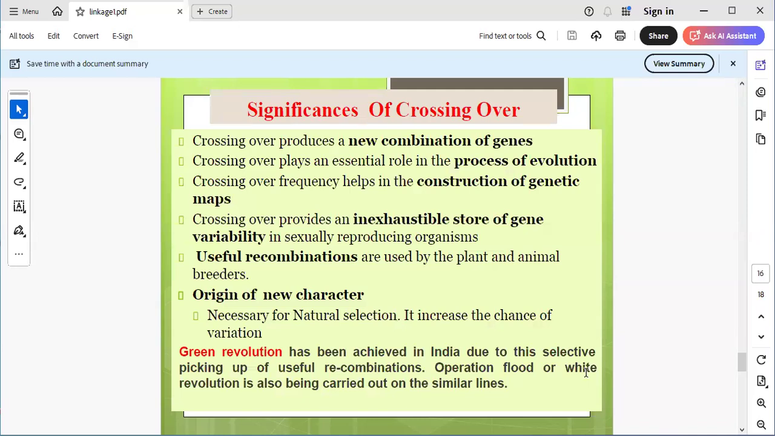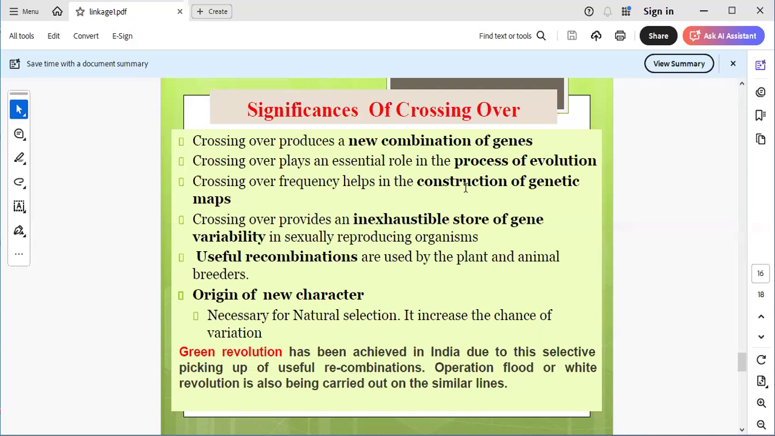Crossing over produces a new combination of genes which alters the parental combination. Crossing over వల్ల ఏం జరుగుతుంది? The gene order in the parental changes, gets altered. The altered sequence of the parental genes due to the crossing over. Crossing over plays an essential role in the process of evolution. How are new species arrived? So we can know very well the significance of meiosis. As a result of meiosis, recombinants are formed. The more the number of recombinants, definitely it will induce different types of species to originate in future. So that helps in the evolution process.